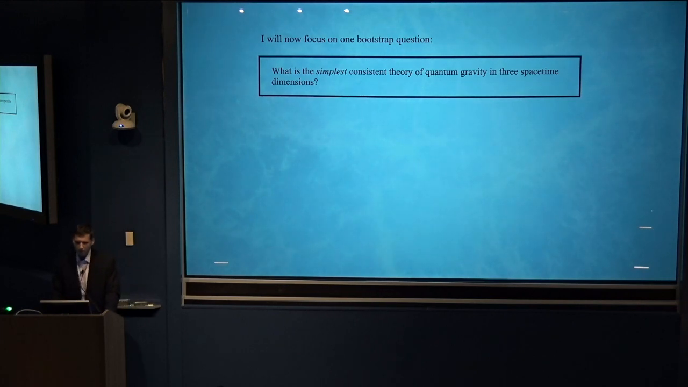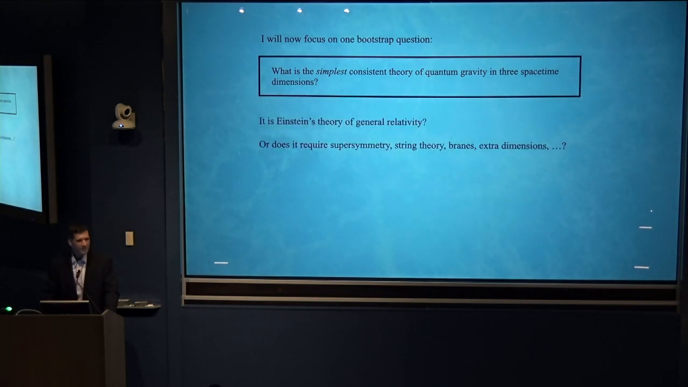I'm now going to focus on one bootstrap question, and we're going to talk about this bootstrap question for the rest of the lecture. There are many different ways of applying the bootstrap to quantum gravity. There are many different examples that I could talk about, but I'm going to focus on this one. And the question is the following: what is the simplest consistent theory of quantum gravity in 3 space-time dimensions? In particular, is it Einstein's theory of general relativity? That's one possibility. Or is it something more exotic?